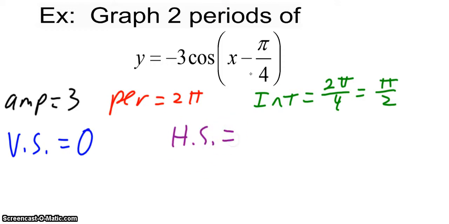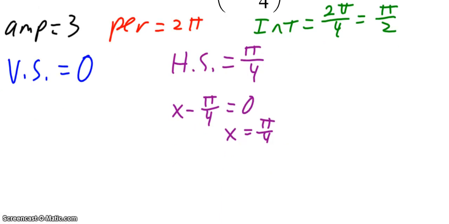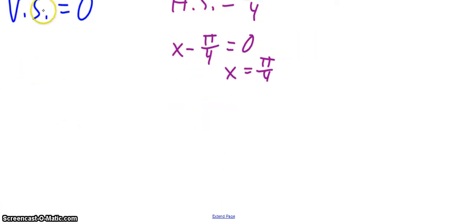Horizontal shift: I'm going to set what's in the parentheses equal to 0 and solve for x. So my horizontal shift is pi fourths. Now, when I'm going to draw my axes, again, note your vertical shift and note your horizontal shift, because those are going to help you see if you need to emphasize above or below the x-axis, or to the left or the right of the y-axis. So here I can see that my x-axis is my vertical shift, because it's 0, and I'm just starting at pi fourths, which is just to the right of the y-axis. So I can draw like this.